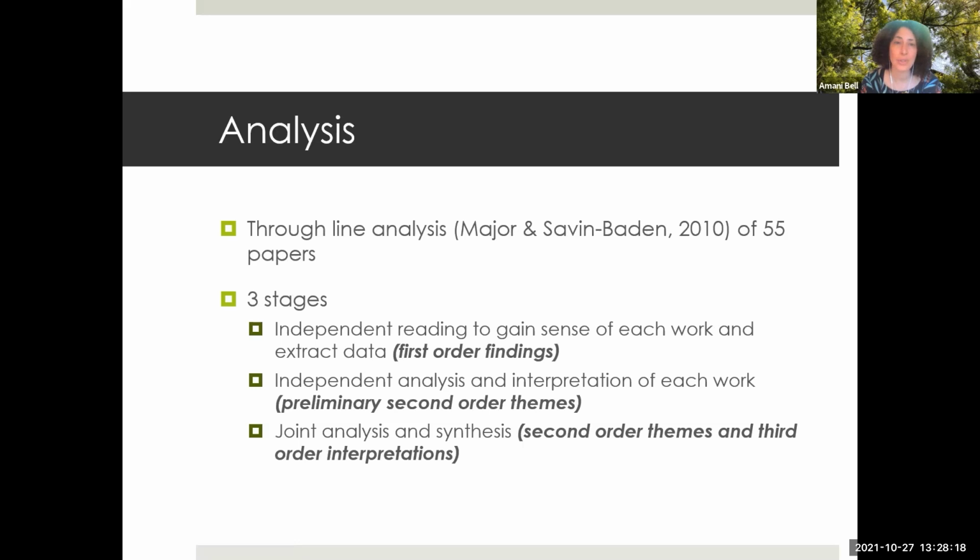So what we did was a through-line analysis, a qualitative research synthesis. I won't go through our whole search strategy, but we ended up with 55 papers in the end. So qualitative research synthesis is a way to interpret data from qualitative studies by looking at the whole sample in a holistic way and looking for new meaning in that set of work rather than summarising that work. So we went through 3 stages of independent reading, also independent analysis, and then finally we did a joint analysis and synthesis to come up with our 3rd order interpretations.